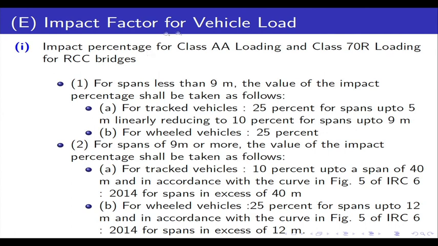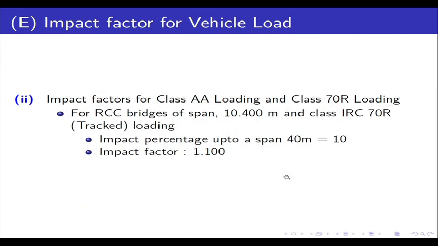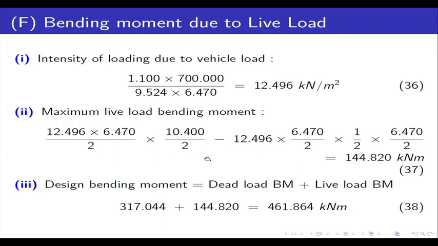So, these are the cases. This particular one you can get for all RCC ones, this is sufficient for the impact one. On the basis of that, immediately you can find out for RCC bridges of 10.4 meter and class IRC 70 tracked loading, we are getting impact percentage 10, and so impact factor here 1.1. So, we can find out the intensity of loading, which is coming very less, because the dispersion width is actually more.